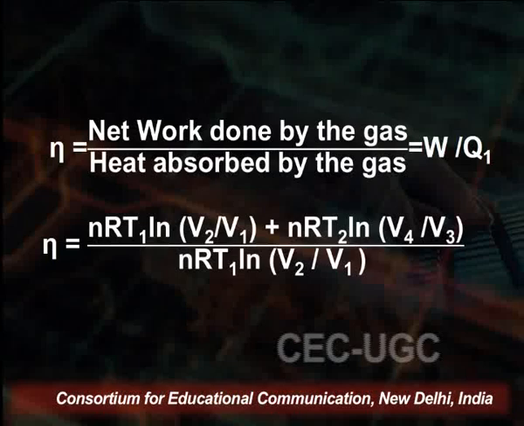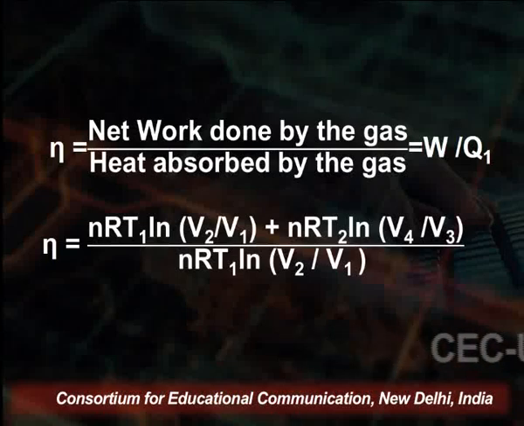Here V1 is the volume of the gas at state 1, V2 is the volume of the gas at state 2, V3 is the volume of the gas at state 3, and V4 is the volume of the gas at state 4. R is the gas constant and n is the number of moles. T1 is the temperature of the source and T2 is the temperature of the sink.